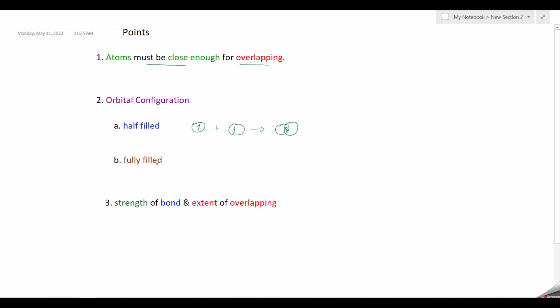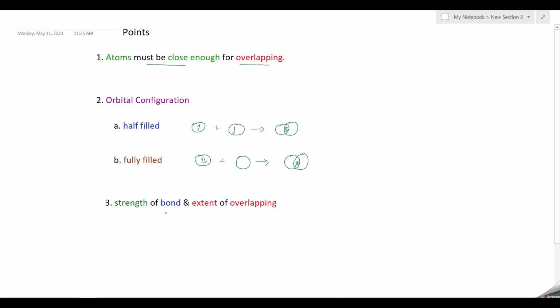Or if it is fully filled, for example, you take an atom A with two electrons and another atom B which is empty. Now these two orbitals will overlap and they can share the electrons like this. So here also you can have bonding. So either the orbital should be half filled, or one orbital fully filled and the other empty. They can undergo overlapping and bonding will result.